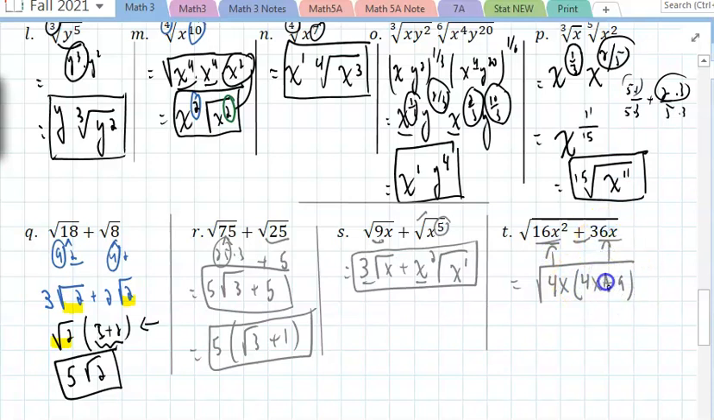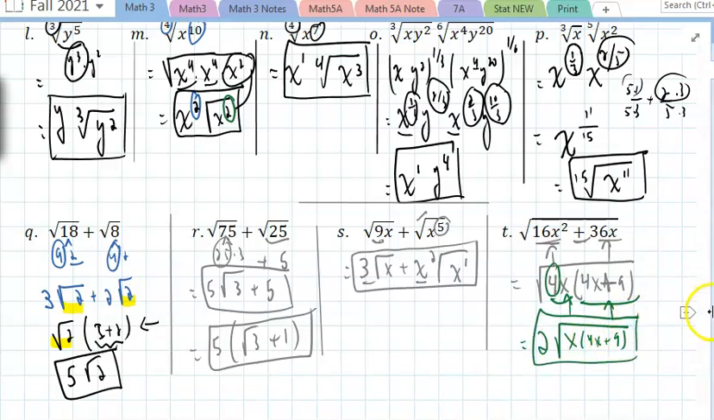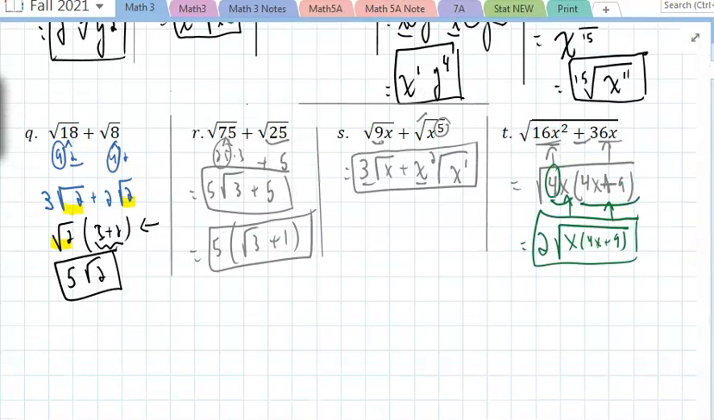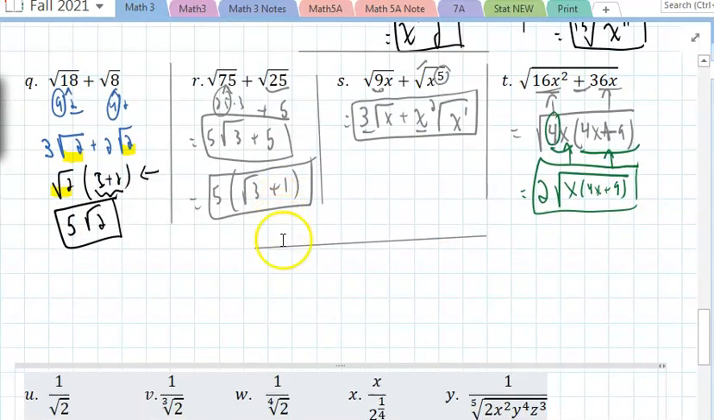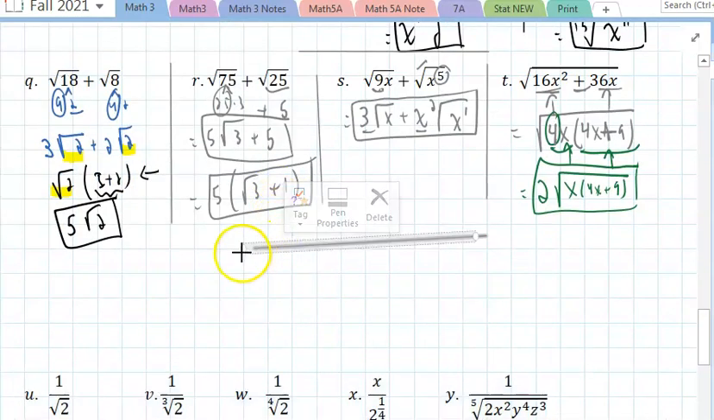Now, the fact that this is multiplied by this, well, this is not a perfect square, this is not, but the 4 is. I could take that out. I'll have x into 4x plus 9. Okay, almost there. I just want to make sure that I touch on all the topics that we need.